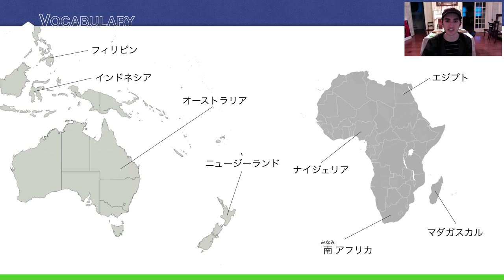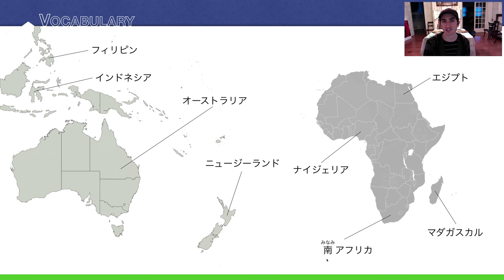Remember, there's no Z sound in Japanese. It becomes a G, New Zealand. Moving on to Africa, at the top here we have Egypt. I threw Nigeria in here because I have a friend from Nigeria that I made in Japan. This is Nigeria. And then we have one with kanji in it.